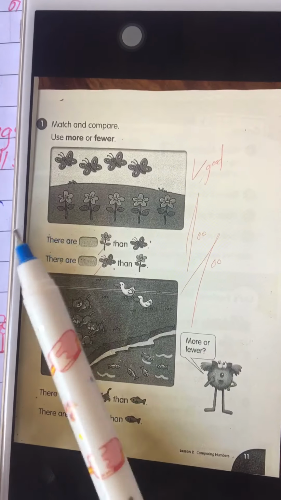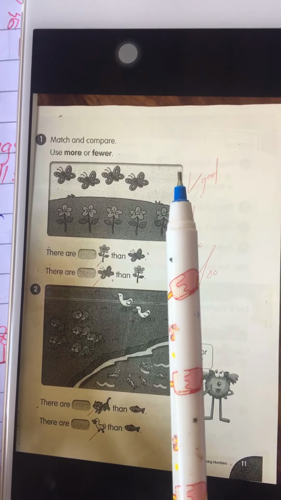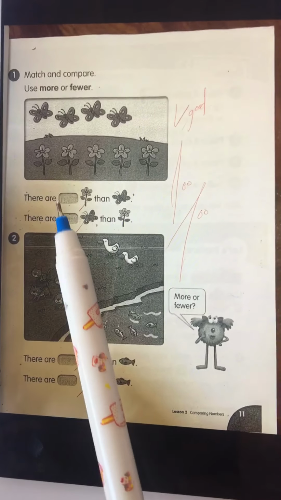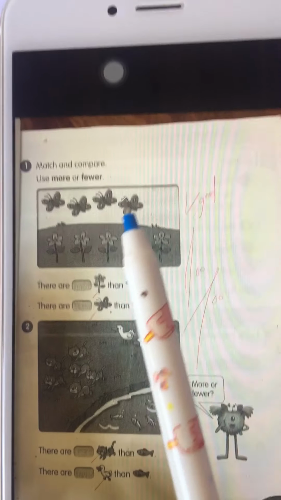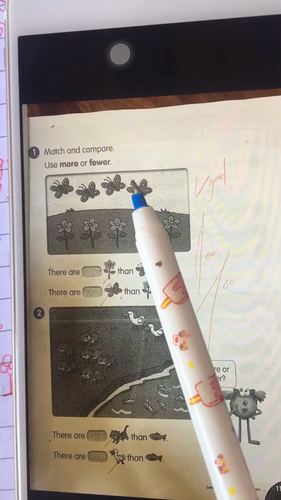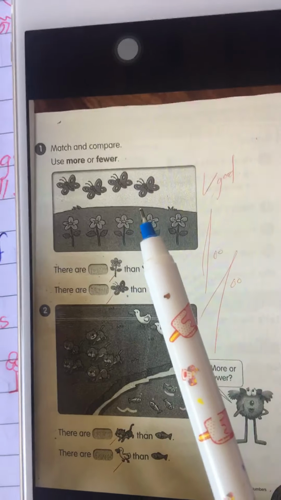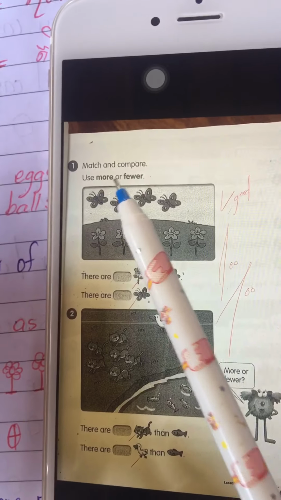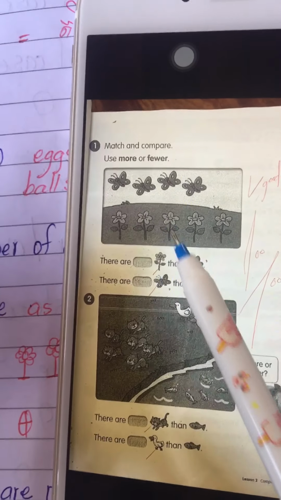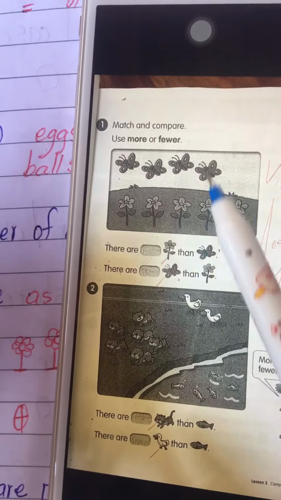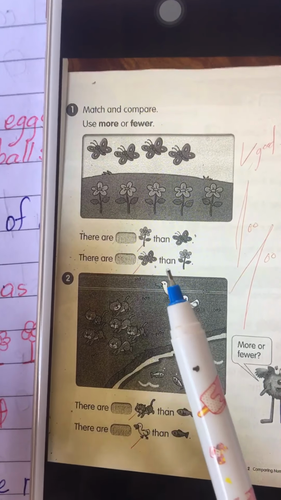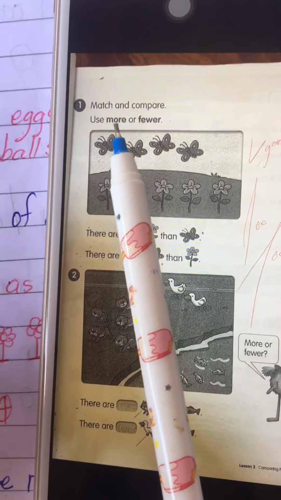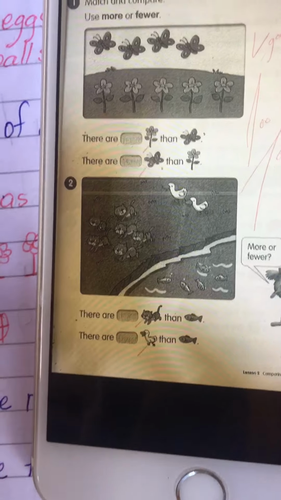Now look at the picture here. This is flowers and this is butterflies, okay? They said there are, and then you use the picture of flowers and then butterflies. So which one do you use, more or fewer? Just look at the picture. Are there more flowers than butterflies, or more butterflies than flowers? You can use both, more or fewer. Then there are butterflies than flowers. So you use more or you use fewer. Choose by yourself, okay?